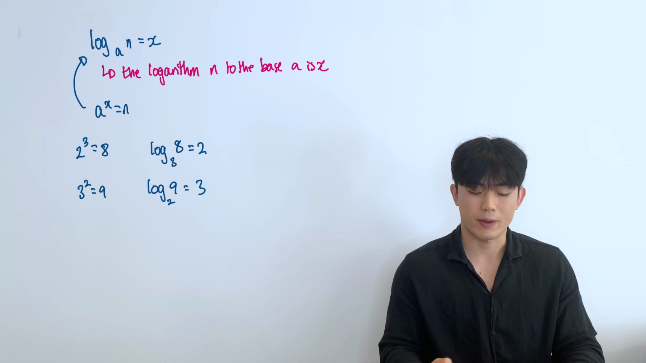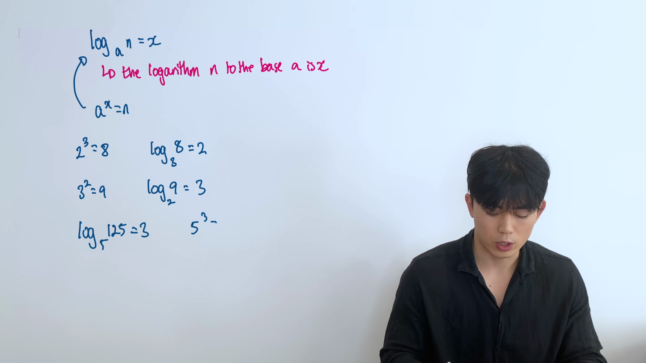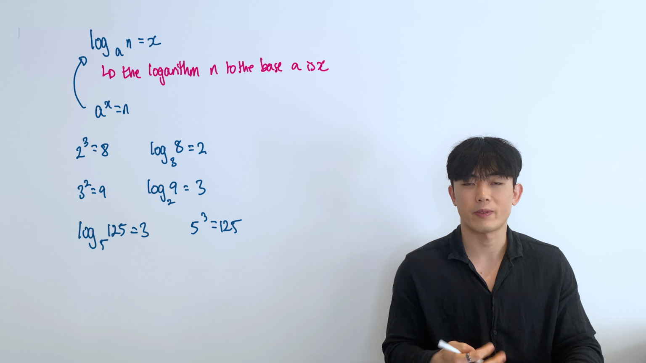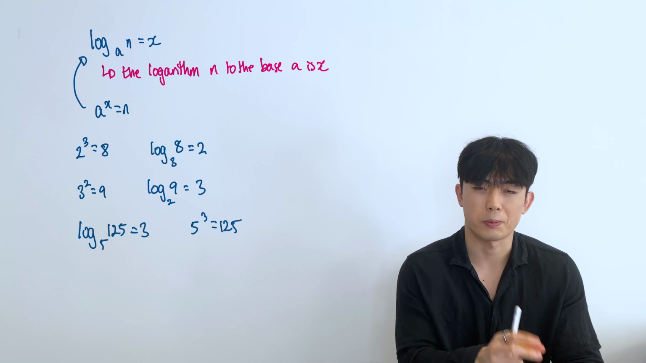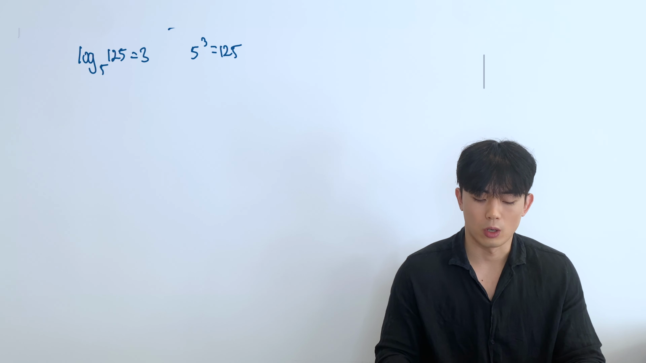So I can do the opposite way around. So if I have maybe log 125 to the base 5 is 3, then this is equivalent to saying 5 cubed is 125. So you should be very comfortable in going back and forth between exponential form and the logarithm form. And from here, we can introduce some log rules.